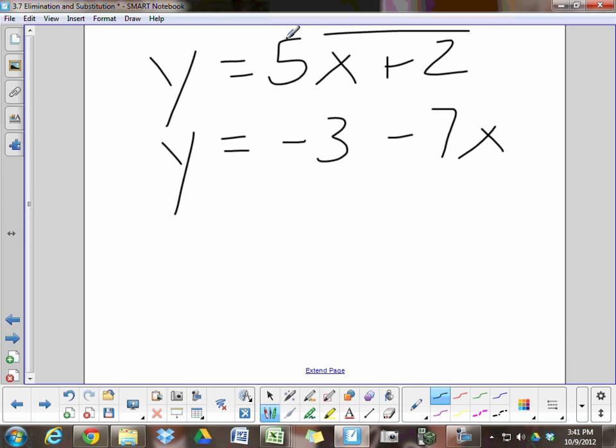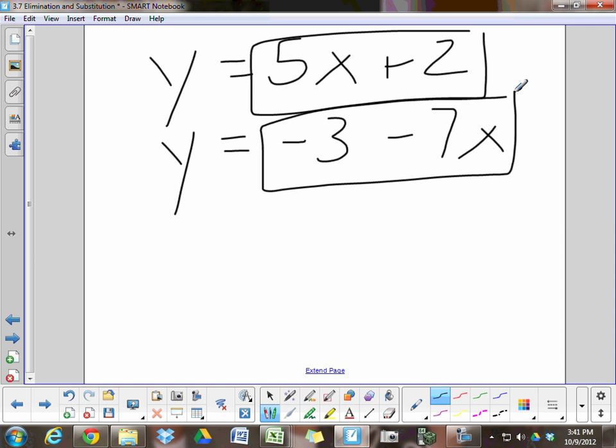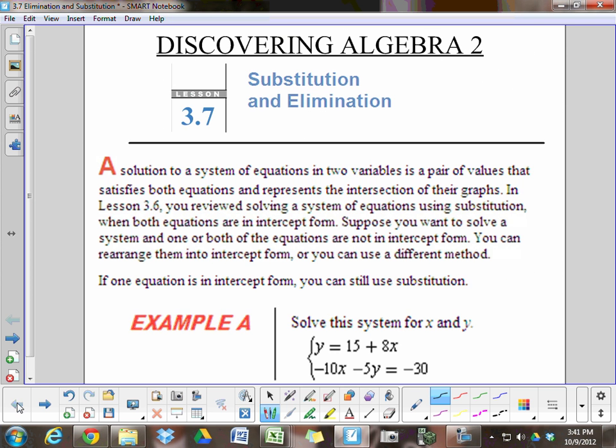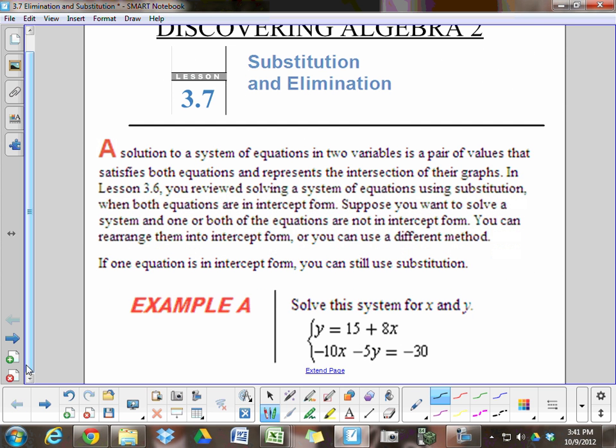Since y equals this and y equals that, as we talked about in a few of my classes, then this equals that. Then you could set this equation equal to that equation: 5x plus 2 equals negative 3 minus 7x. And then you could solve using the algebraic methods we've talked about so far this year. This type of system is a little bit different, however, on example A.